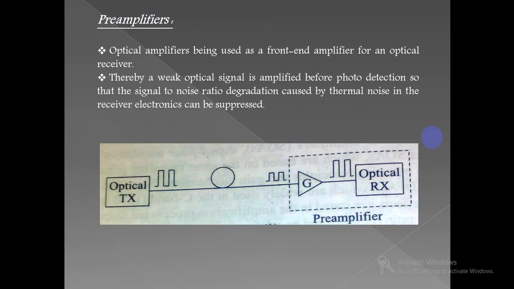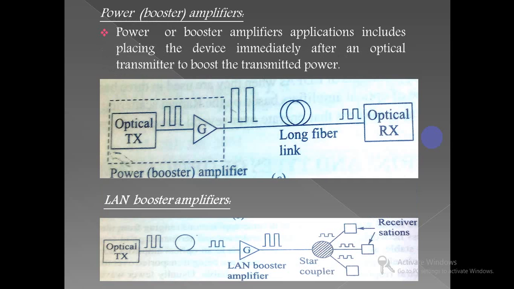Now the next application is preamplifiers. This optical amplifier is used as a front end amplifier for an optical receiver, and the diagram of a preamplifier is this. Now the power booster amplifier is also one of the applications of optical amplifiers.